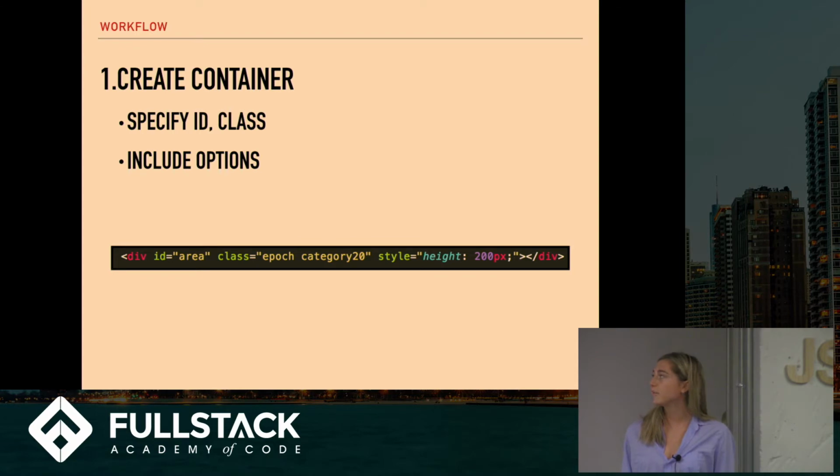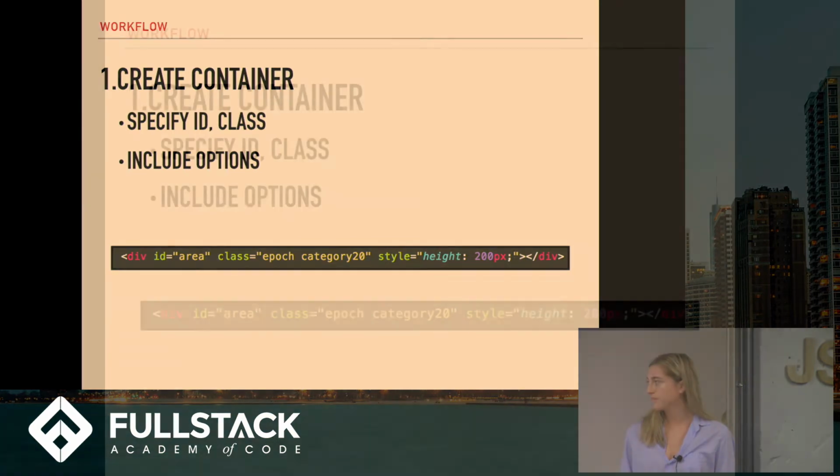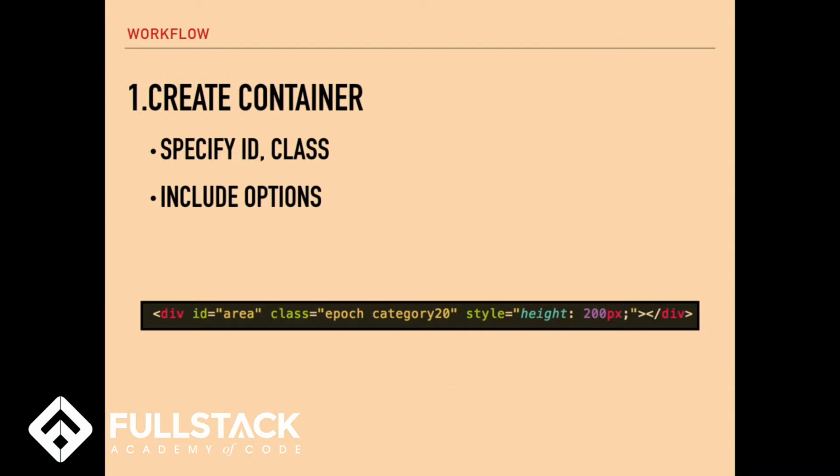So the first step in your workflow is to create the actual container that your chart will be rendered in. So in this code snippet, you can see that I have an ID because you need to be able to select this container at a later point. And I also have a class, which is a default class, which is in that style sheet. And it basically dictates some things like color or some other general properties. And then finally, we have options here, which are some more specific styling options, such as height and width.